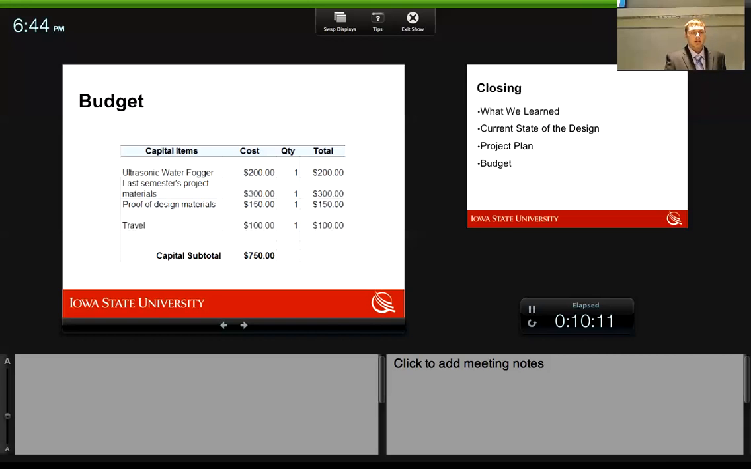So we are asking for $750 for our budget. This is to finish up last semester's project, also buy the ultrasonic water fogger for last semester's project, and also travel to and from the Science Center and the proof of design for this semester.